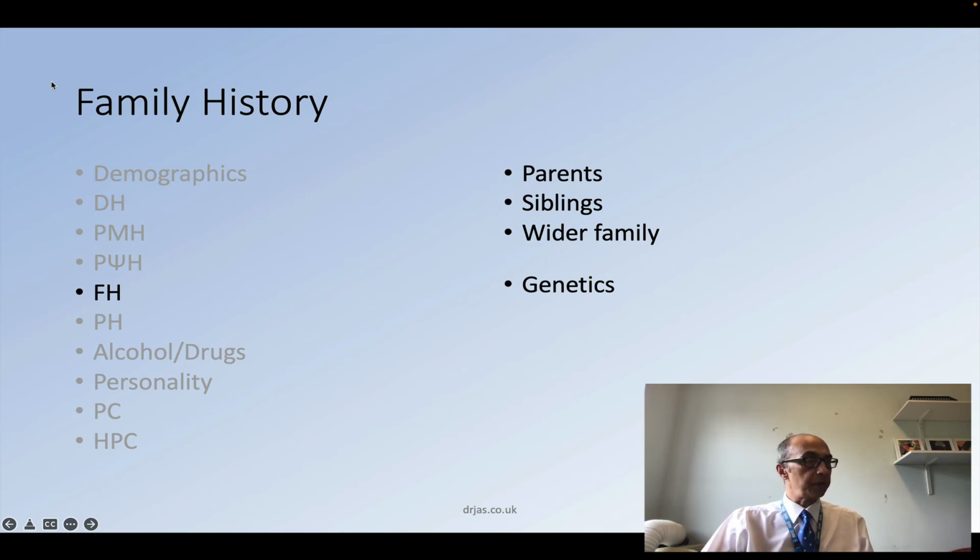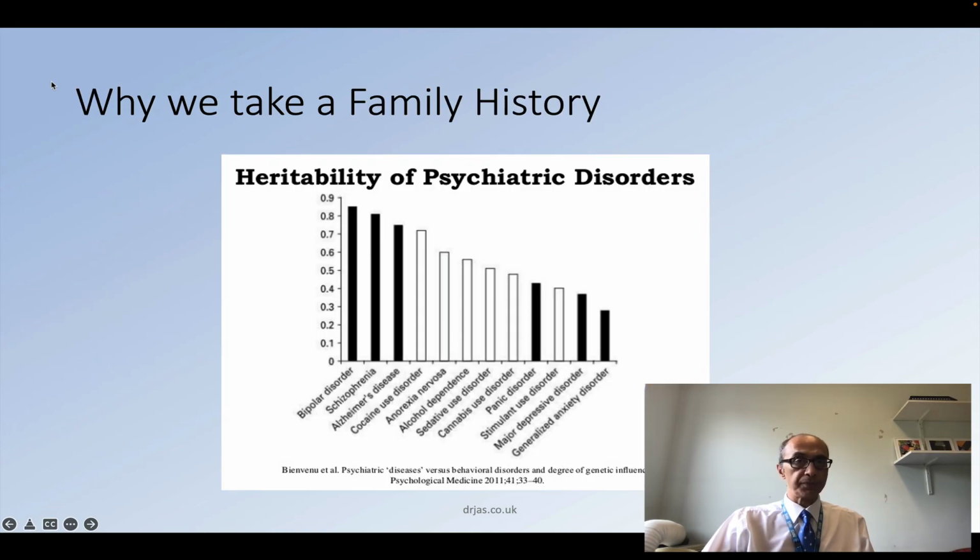So family history: ask about parents, siblings, and the wider family. We take a family history really to get at the genetics of mental disorders, and this is hugely important. I would say that virtually all mental disorders have a very strong genetic basis, and if you look at bipolar disorder and schizophrenia, heritability rates are over 85%. So family history is really about the genetics. It's also about relationships, as well.